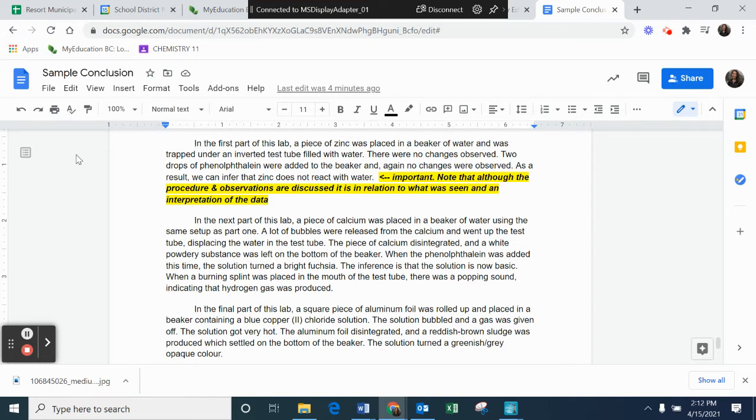was placed in a beaker of water and was trapped under an inverted test tube filled with water. There were no changes observed. As 2 drops of phenolphthalein were added into the beaker, again, no changes were observed. As a result, we can infer that zinc does not react with water. So although the procedure and observations are discussed, it's in relation to the inference of, as a result, we can infer that zinc doesn't react with water. So there's this inference here, and it's backed up by this information.